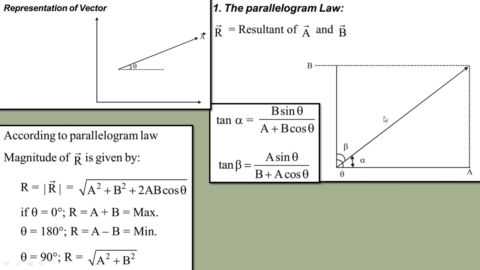And how do we calculate the direction of the resultant? Tan alpha is equal to B sin theta divided by A plus B cos theta. This alpha is the angle of the resultant with the x-axis. And if we want to calculate the angle of the resultant with the y-axis, the formula is tan beta equals A sin theta divided by B plus A cos theta.